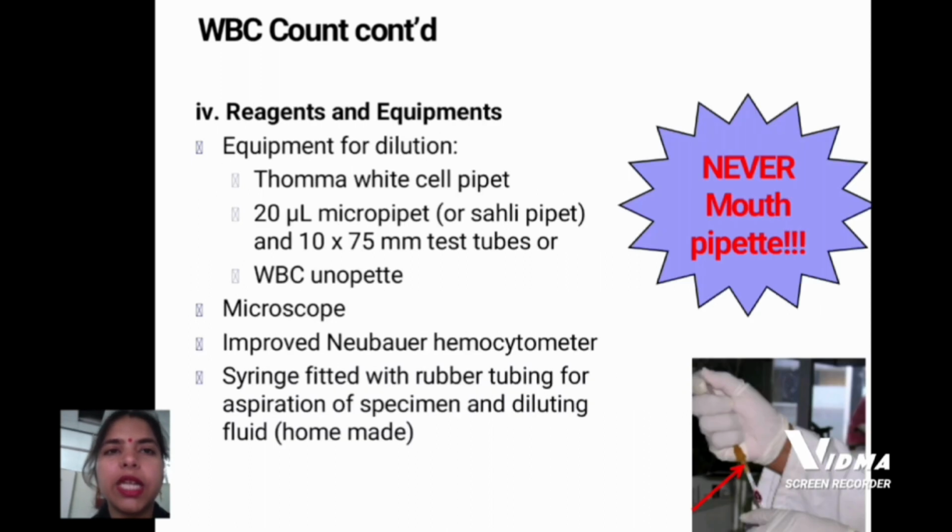Next is the reagent and equipment. Equipment for the dilution is the Thoma white cell pipette, 20 microliter micropipette or the Sahli pipette, and 10 by 75 mm test tube or WBC pipette. And microscope, improved Neubauer hemocytometer, syringe fitted with rubber tubing for aspiration of specimen and diluting fluid, that is homemade.